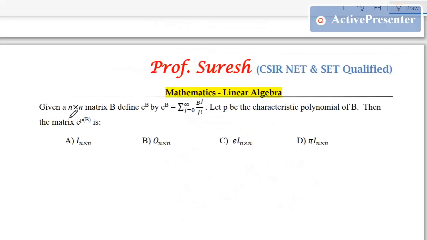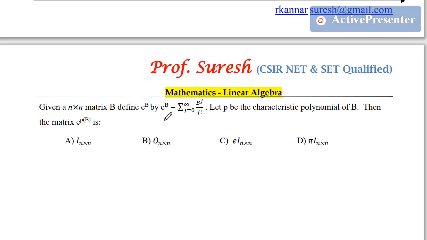k equals 10. Given an n by n matrix B, e power B is defined as summation B power j by j factorial. This is nothing but the definition of e power x, in matrix expansion. Let p be the characteristic polynomial of B. Then the matrix e power p of B is: identity matrix, 0 matrix, e into identity matrix, pi into identity matrix.